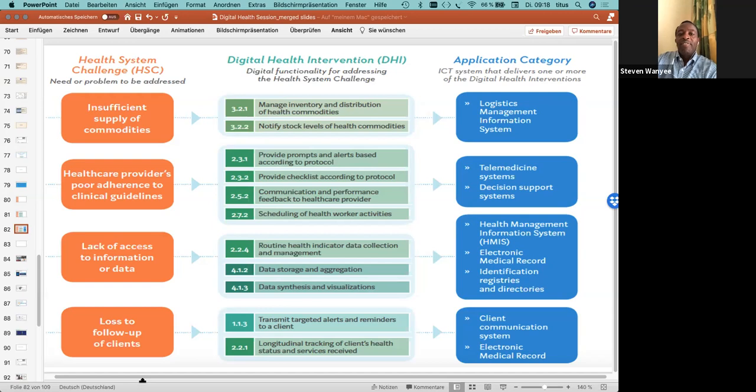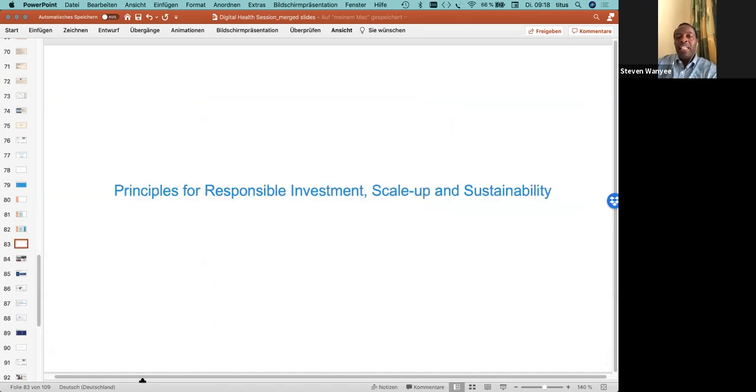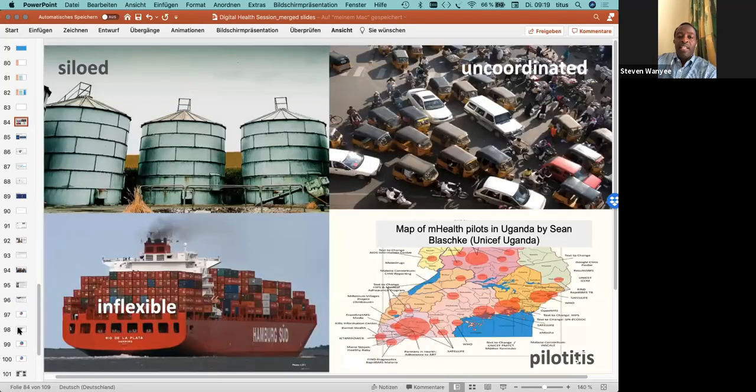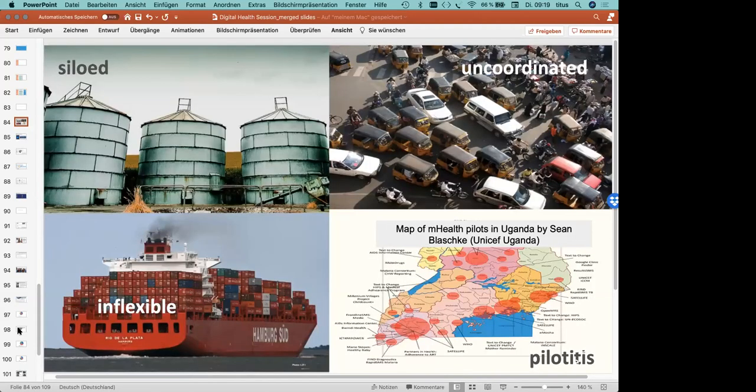Next slide. And then the next part of my presentation now will be focusing on what are some of these principles for responsible investment, scale up and sustainability. And some of this, again, as I mentioned, have been touched on by the previous speakers, but I'll still go over them and make some emphasis. Next slide. And Stephen, you have just 1 minute left. Okay, I'll try and move faster.